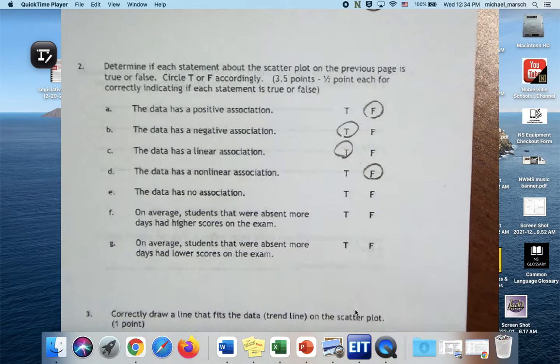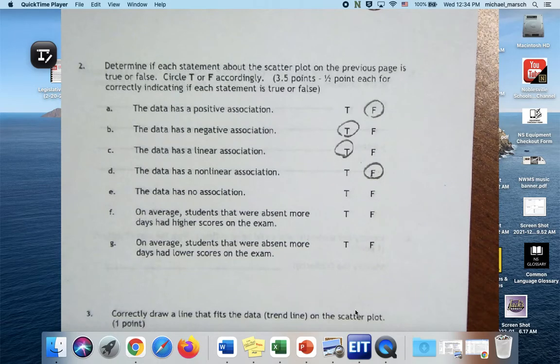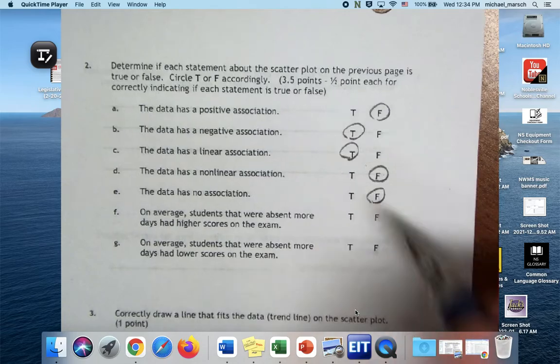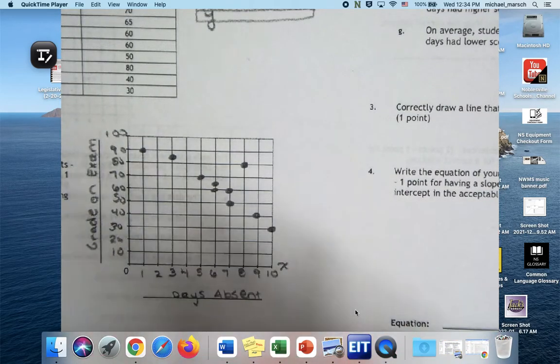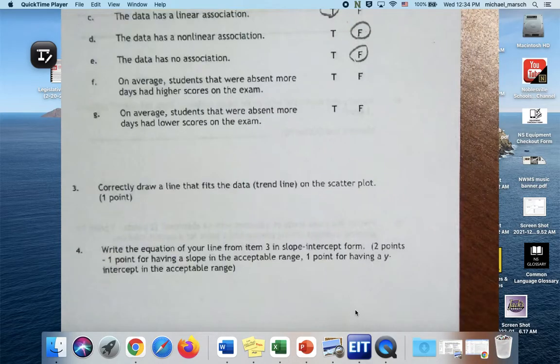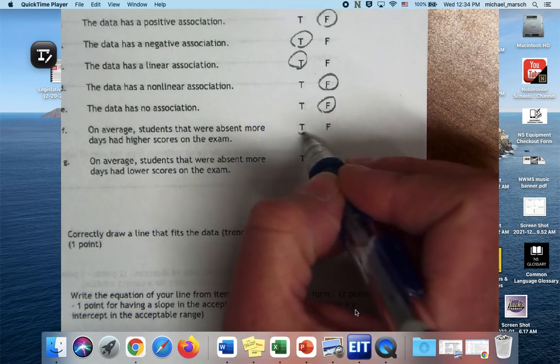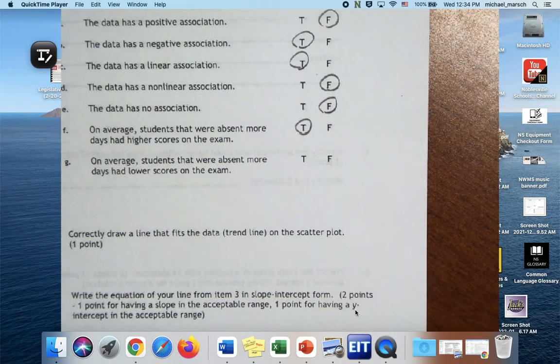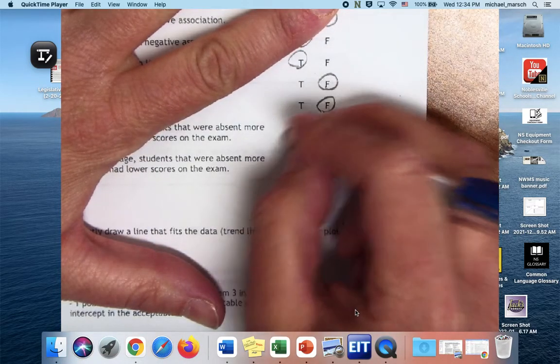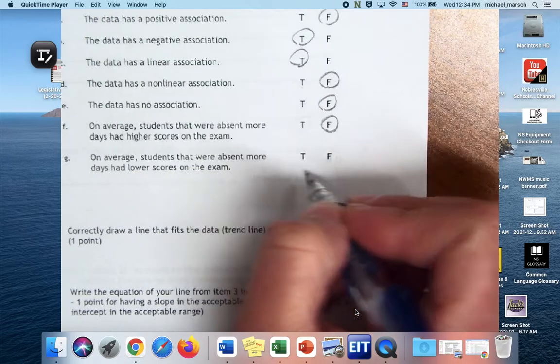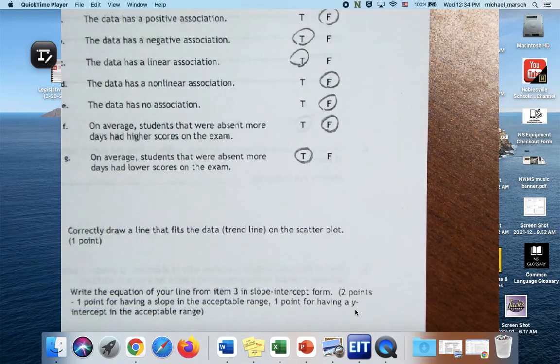Data has a nonlinear association. False. You see how this is working? The data has no association. That's going to be false. Remember that no association would just have points randomly around here. There would be no rhyme or reason. On average, students that were absent more days had a higher score on the exam. False. On average, students that were absent more days had lower scores. That should be false. And then this one, of course, would be true.